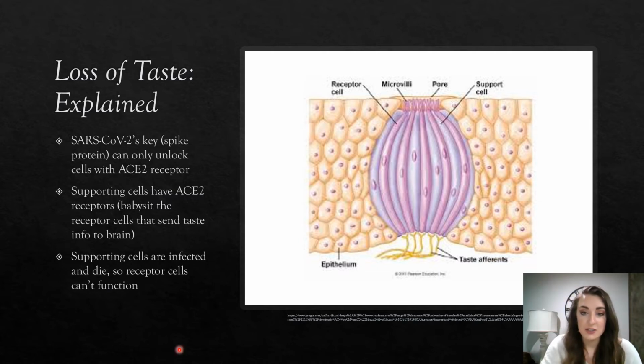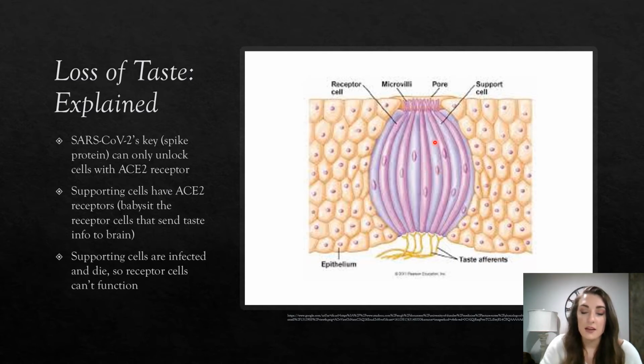This is a picture of your taste bud in your tongue. So normally these pink cells right here, called receptor cells, are the ones that actually sense different tastes. And there are these little nerves here inside your tongue. This pink receptor cell tells it what it tastes, and then these nerves conduct that information to the brain. And so these receptor cells, these pink cells, do not have the ACE2 receptors, which are those doorknobs that the coronavirus unlocks with its spike protein key to be able to infect your cells. So it can't infect these pink cells.